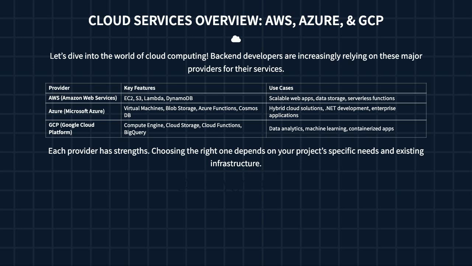It's great for everything from building scalable web applications to storing data securely. Azure is really strong when you're already using Microsoft technologies or need a hybrid cloud setup. And GCP? Well, Google excels at data analytics and machine learning, making it a fantastic choice if you're working on those kinds of projects. There isn't necessarily a best, it's all about picking the one that fits your project best.